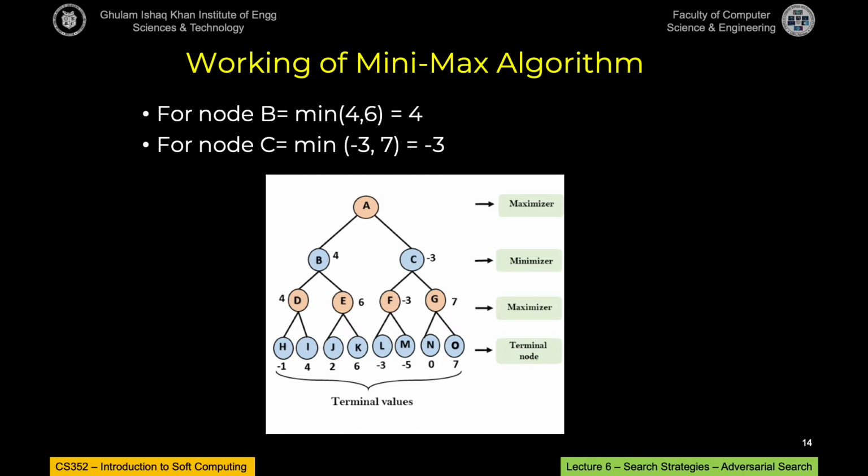Similarly for node C, it will compare plus infinity with the selected value for F and G by the maximizer, which is minus 3 and 7. And out of these three, the minimal value is minus 3. And that's about it for the minimizer.